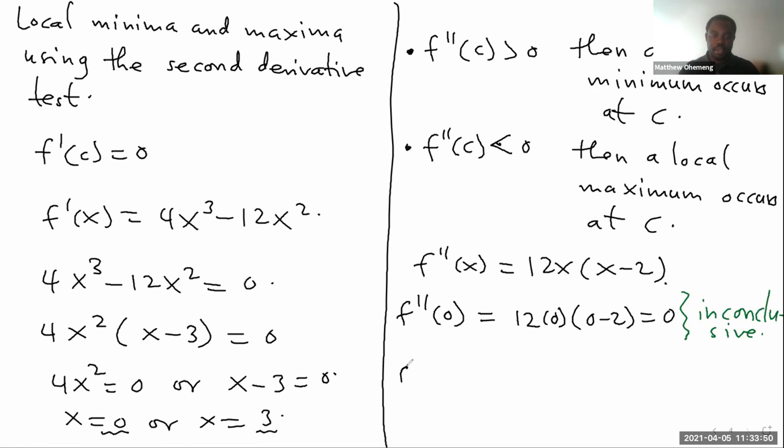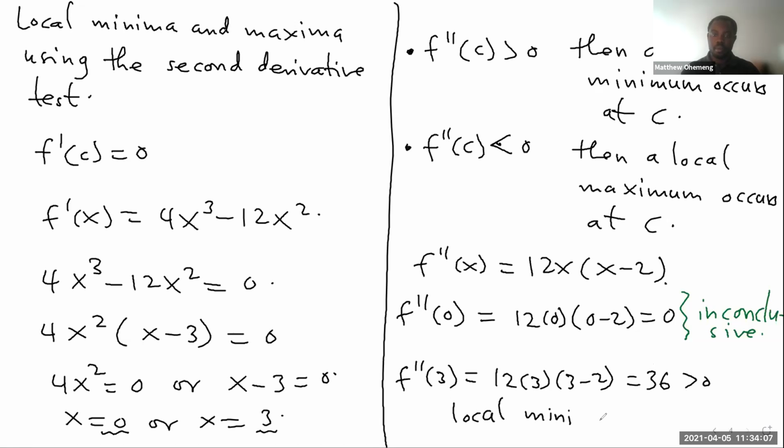What about 3? At 3, we have 12 times 3 times (3 minus 2), which is equal to 36, which is greater than 0. So for this one, I know for sure that there's a local minimum at x equal to 3. Then you can plug 3 into the original function to get the local minimum value, but I'll do that on the next slide. Before I move on, do you have any questions here?